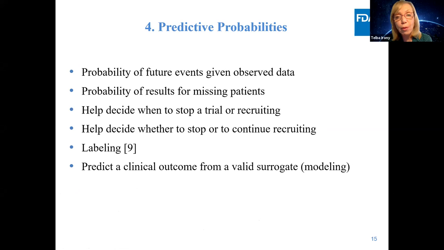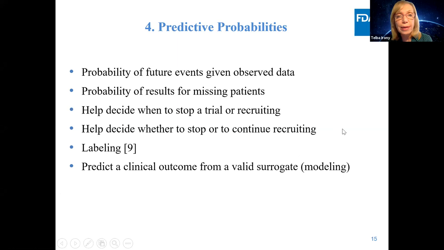And it's excellent to be used in labeling. Actually, that's what the patients want to see. What's the probability that they will have a successful outcome if they use that treatment? So if you look at reference 9, we have a situation in which we could use a Bayesian predictive probability in the label. And you can predict a clinical outcome for a valid surrogate, and that's what we do sometimes when we use Bayesian modeling.